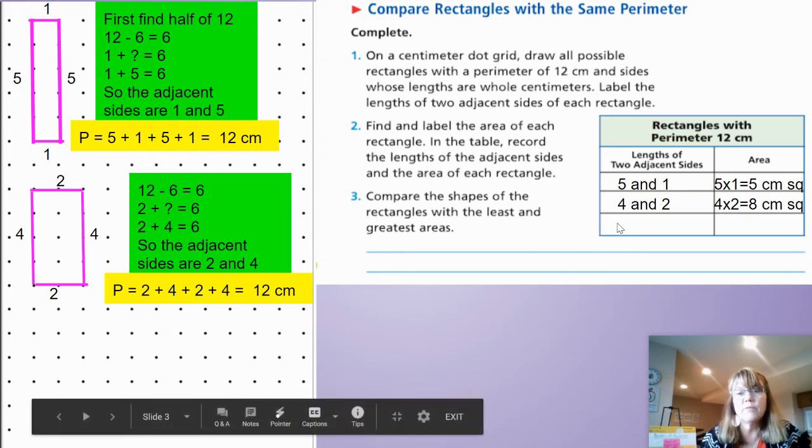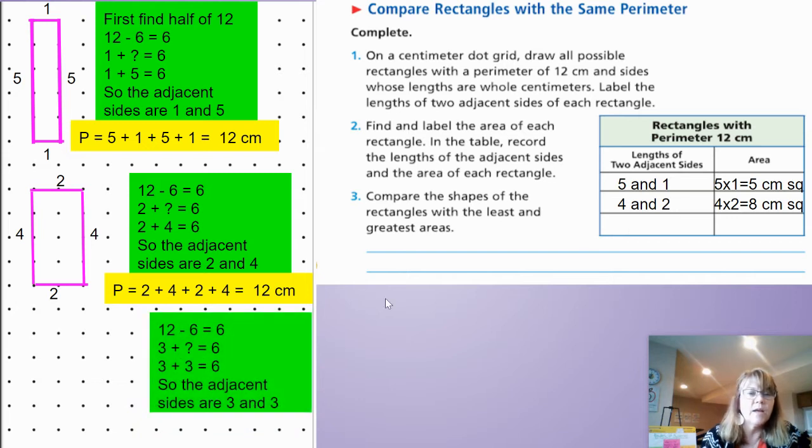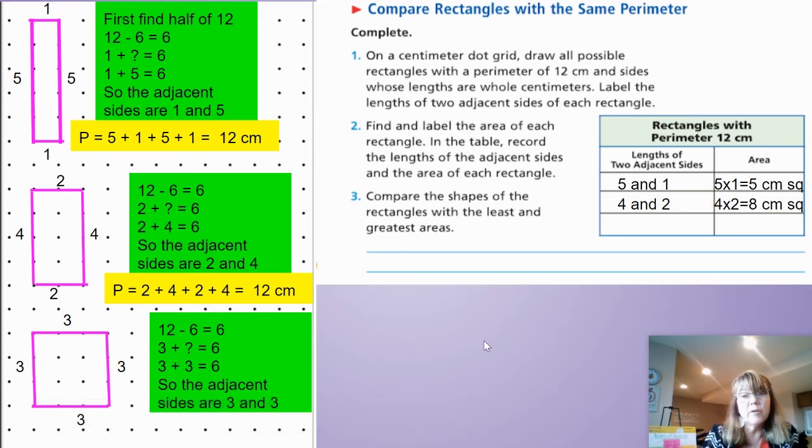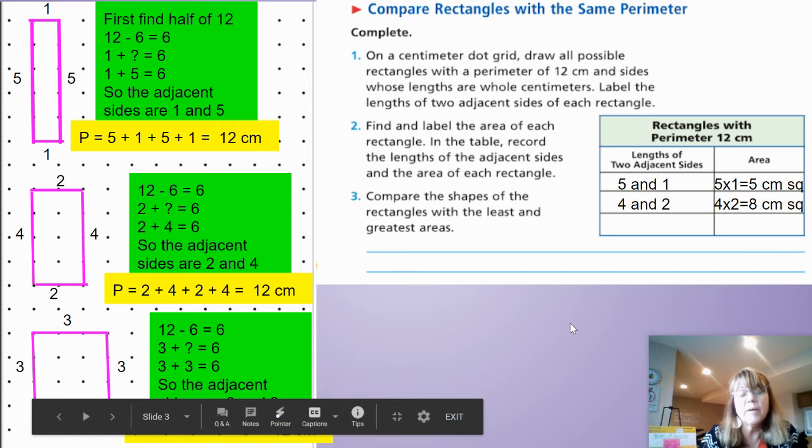They're saying we can find one more, so let's do that. We know that 3 plus 3 is also 6, so let's draw that, and we have 1, 2, 3, 4, 5, 6, 7, 8, 9, 10, 11, 12 going around the perimeter. So that square, remember, is a rectangle. And all my sides added up equal 12. My adjacent sides are 3 and 3. And 3 times 3 is 9 centimeters squared.